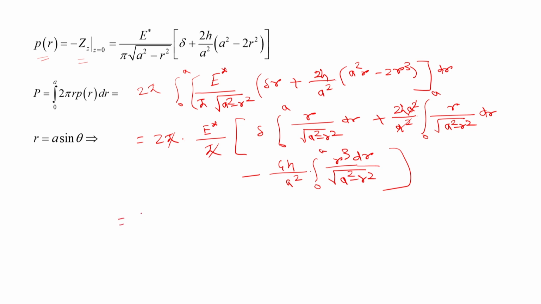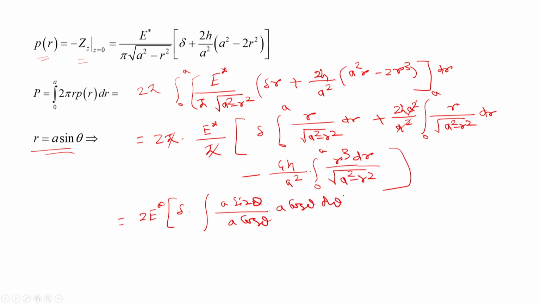So here it will be 2 E star into delta, and this integration has to be done. Take a square minus r square equal to some z square. No, r is equal to a sin theta, we have done it. Let us substitute that. So dr will be a cos theta d theta, and r is a sin theta. So dr is equal to a cos theta d theta.